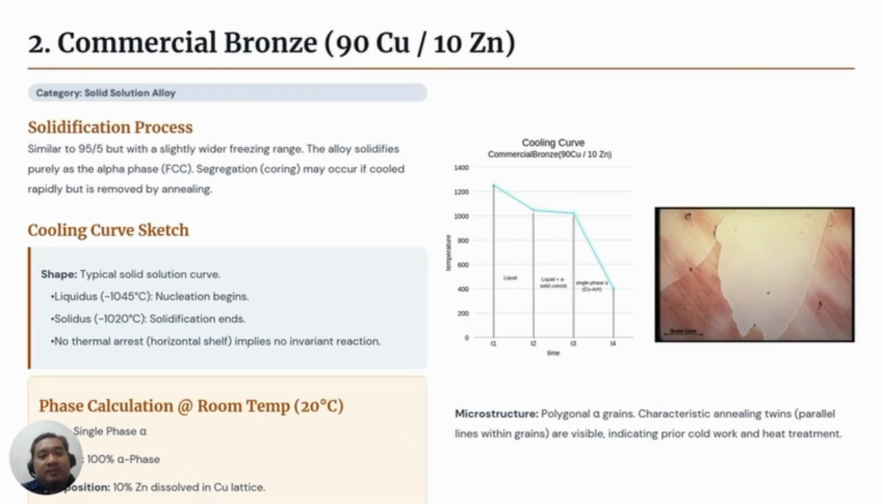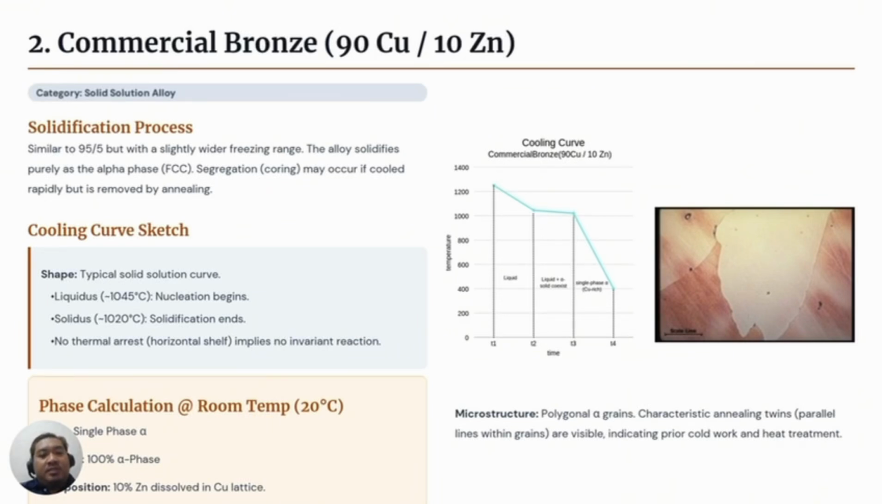1020 degrees Celsius. One thing to note with this higher zinc content is the risk of coring, where the chemical composition is not uniform across the grain, though this is easily corrected through annealing.